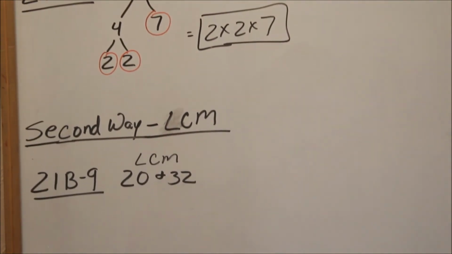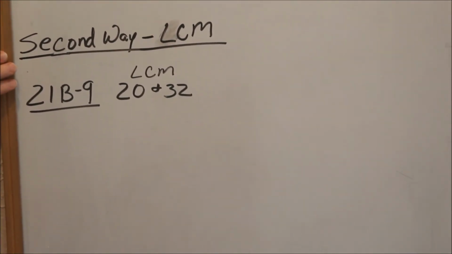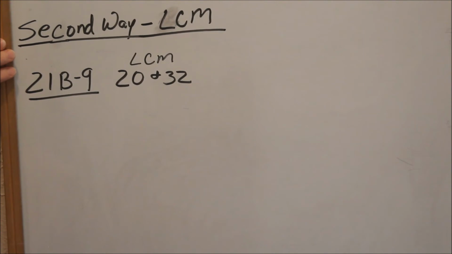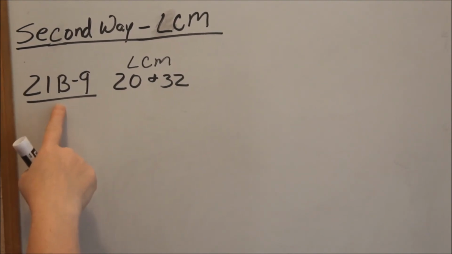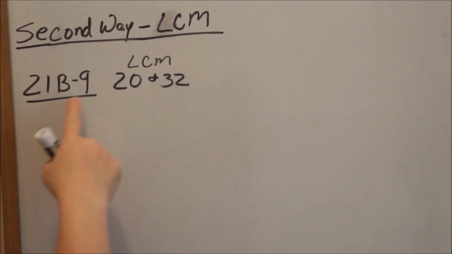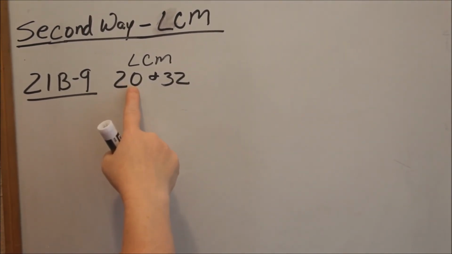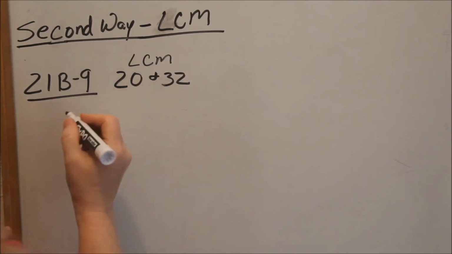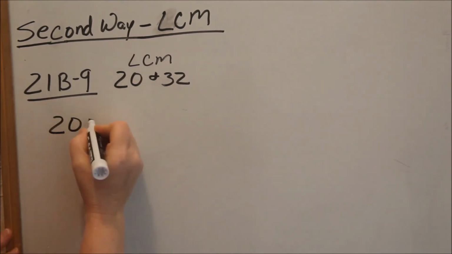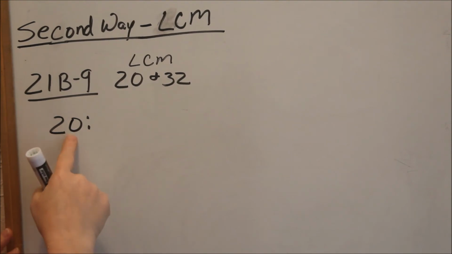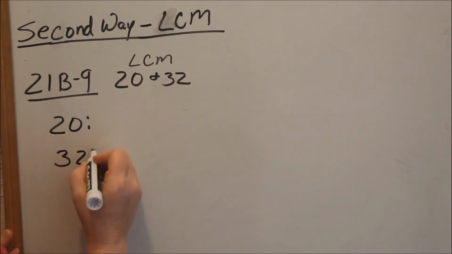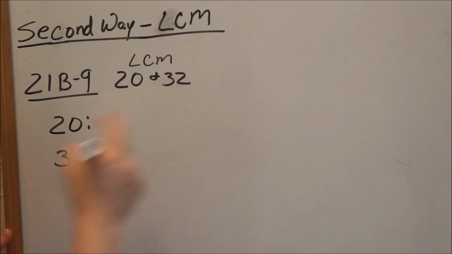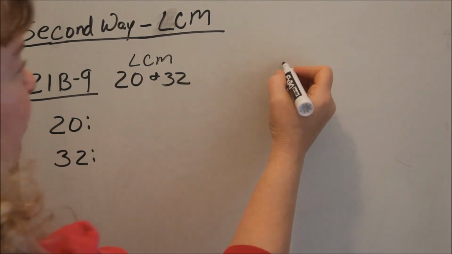Okay? We're going to use that idea to find the least common multiple of two different numbers. So this is the second way of learning how to find the least common multiple. Alright? So looking at 21B number 9, we need to find the least common multiple of 20 and 32. So my recommendation is to write it this way to show your work. 20, we're going to break 20 down into its prime factors. Then we're going to take 32 and break it down into its prime factors. So off to the side, you need to do a factor tree.